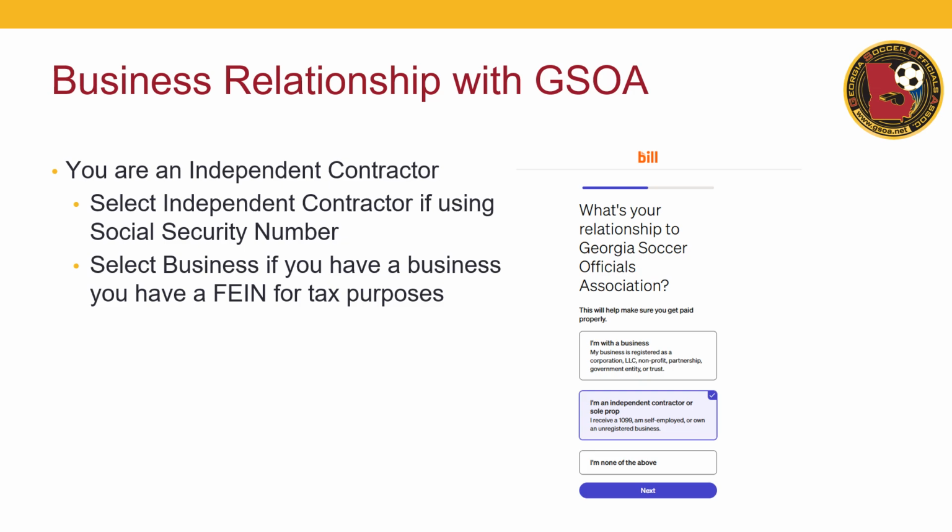Bill.com in general just wants to know what the relationship is between you and GSOA. If you're not using a federal tax ID number and a business, you are an independent contractor with GSOA. If you have a federal tax ID number, you would use I'm a business and select that. For most of us, just select I'm an independent contractor.